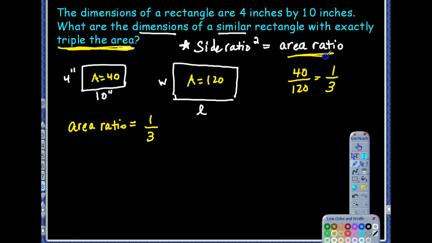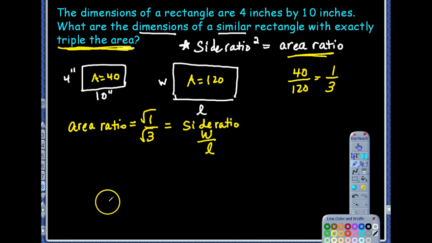So that's the piece we know. We're wanting to find the dimensions, okay? So the side ratio squared gets you the area ratio, right? Okay. How are we going to do this? Well, we know to work backwards, we want to take the square root of this area ratio. So we're going to take the square root of this to get your side ratio. Okay, so that's going to give you your width to your length, basically.